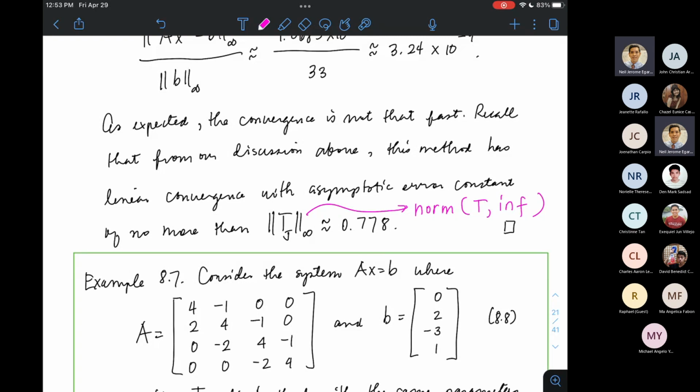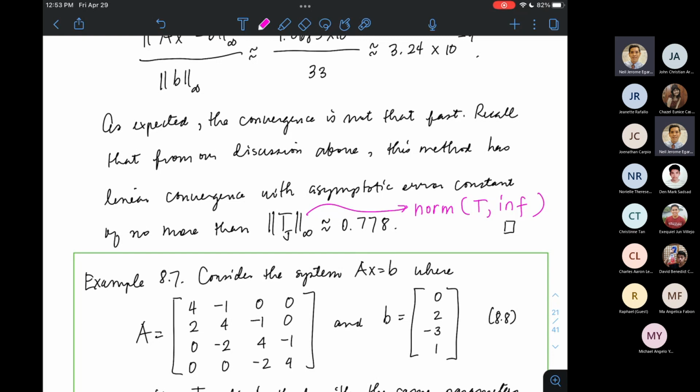Kukomputin niya yung infinity norm ng iteration matrix T. Kasi sasabihin niya, ang sagot niya ay 0.778. So we know that the asymptotic error constant for the Jacobi implementation of this method is less than or equal to 0.778. Okay?